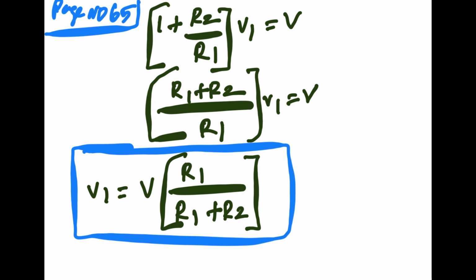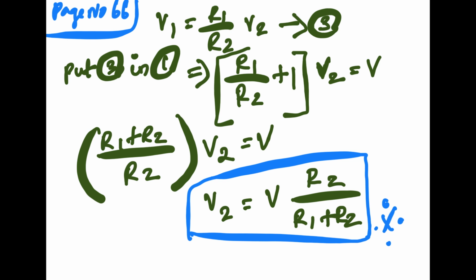First equation: V2 is V1 R2 divided by R1, obtained from Ohm's law. Second equation: solving the two equations, we obtain V1 is equal to V R1 divided by R1 plus R2. V1 is equal to R1 divided by R2 times V2. That is the third equation. Put 3 in 1. The first equation is V1 plus V2 is equal to V. We obtain V2 is equal to V R2 divided by R1 plus R2.